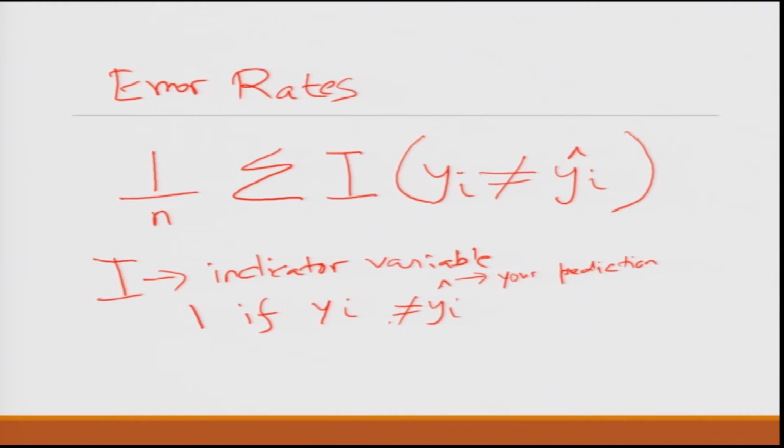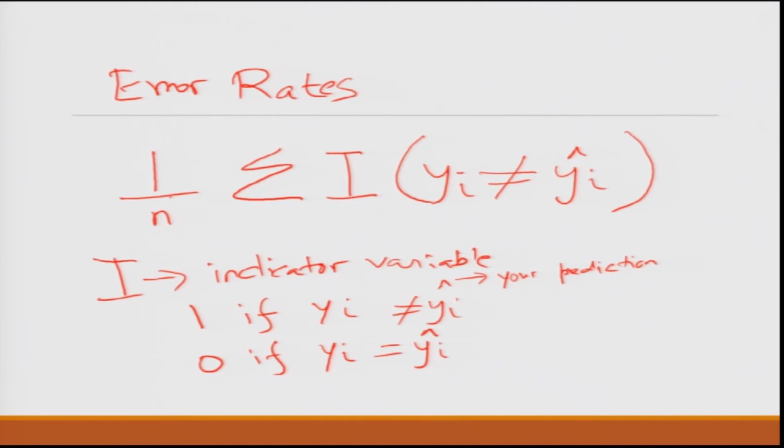So, 1 and 0 being two different categories. If it fails to predict, I gets a value of 1. If it correctly predicts, I gets a value of 0. So, what you are trying to do is sum up all the number of wrong predictions you made and divide by the total number of predictions that you made. So, n is the total number of data points. This gives you an average error rate, and your goal is to minimize this error rate.